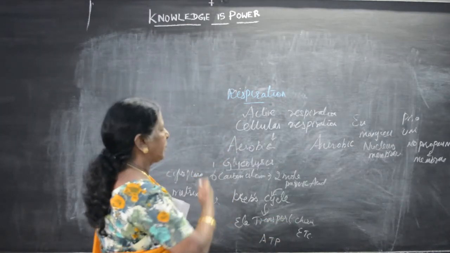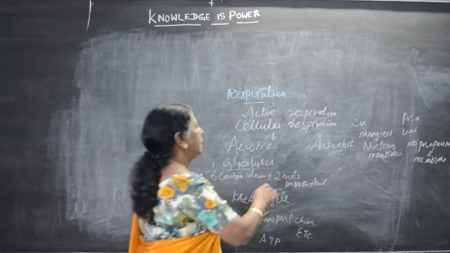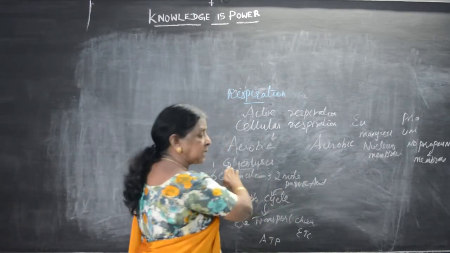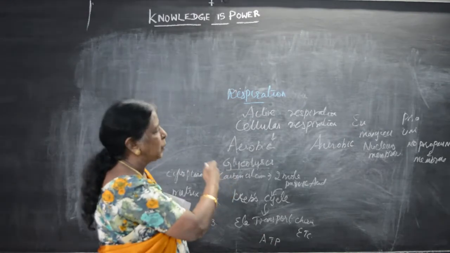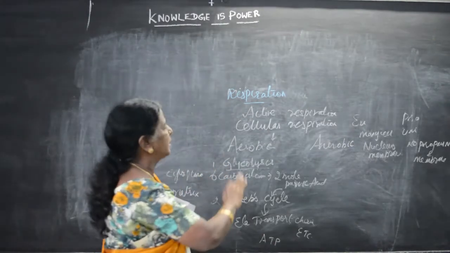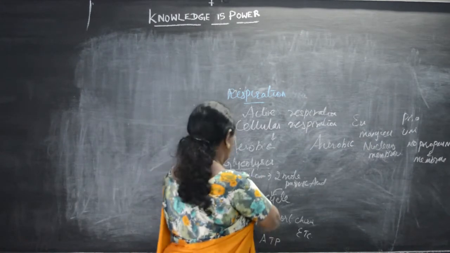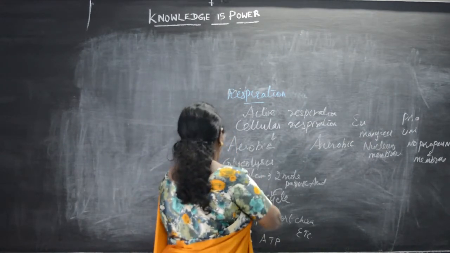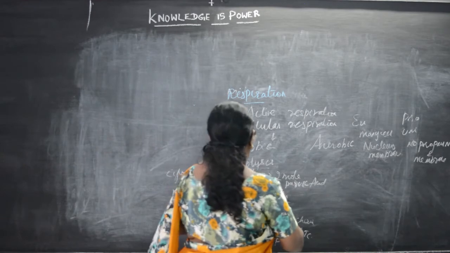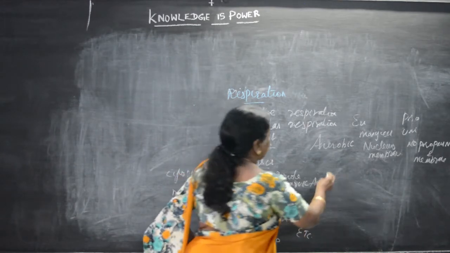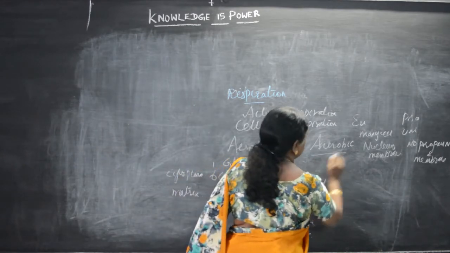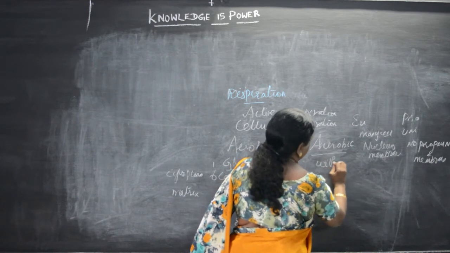This is the aerobic process. Then anaerobic: here oxygen is not at all necessary. Here it is oxidized, here it is reduced, there is no oxygen. In the absence of oxygen, anaerobic respiration takes place, only in the lower organisms. This is without oxygen; the other is in the presence of oxygen.